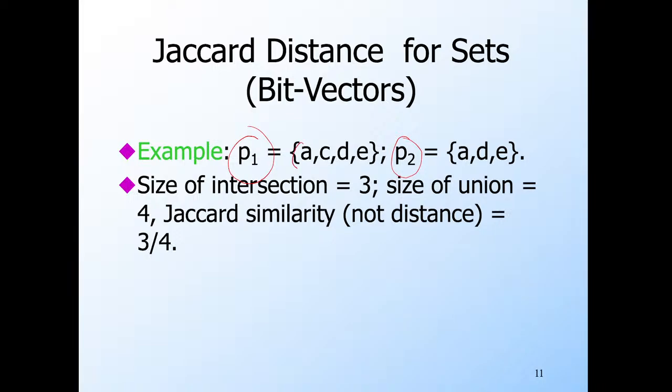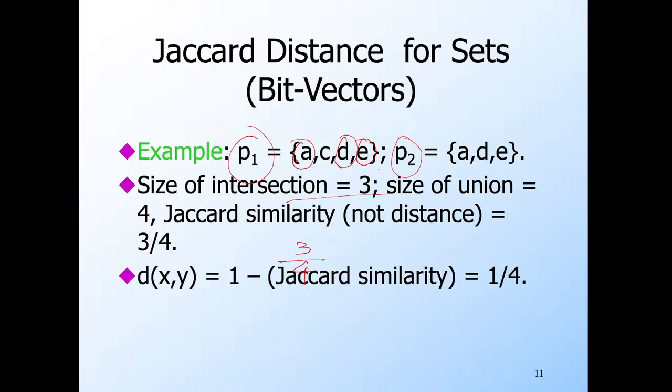The intersection is A, D, and E, so the size of the intersection is 3. The size of the union is A, C, D, E, which is 4. So the Jaccard similarity is 3 divided by 4. And Jaccard distance is simply one subtract Jaccard similarity, so it gives us a quarter.